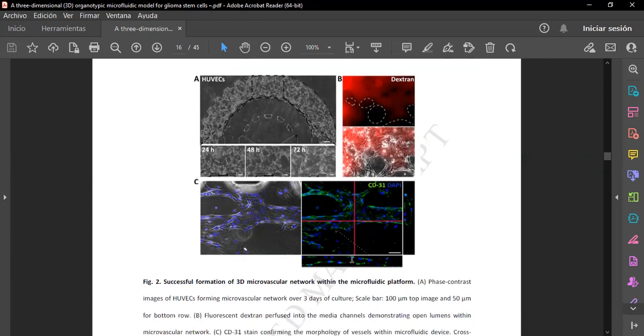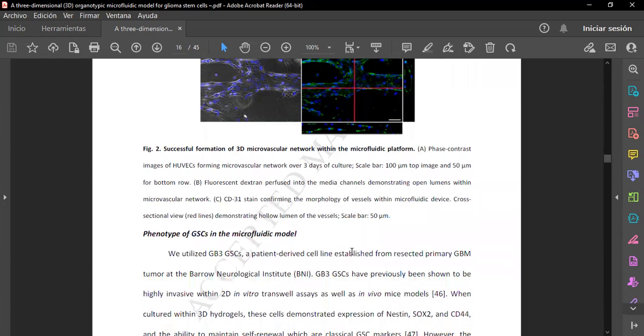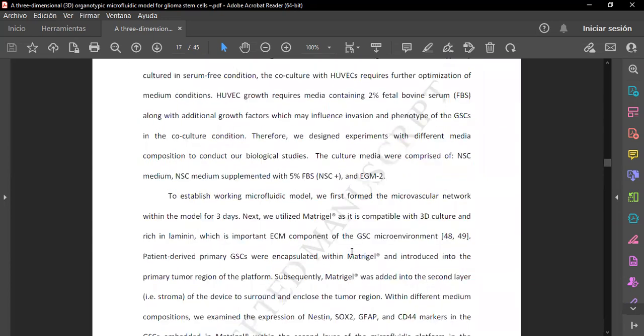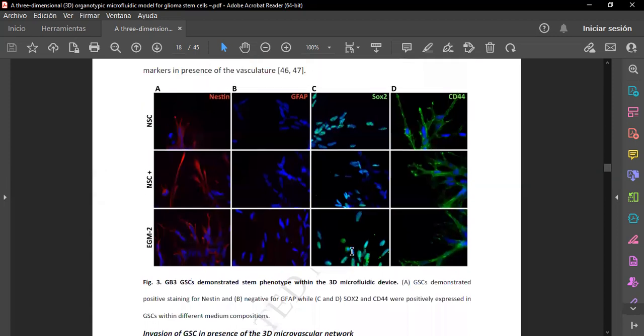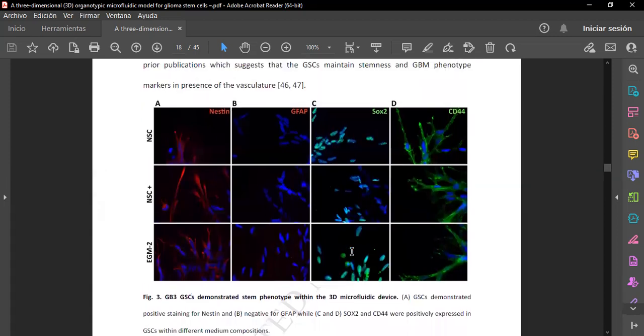In the next picture, we will see that stem cell culture requires specific conditions to keep the stem phenotype, which can be guaranteed with a serum-free media or low amounts of serum in the culture media, and different growth factors can be added to this culture media.